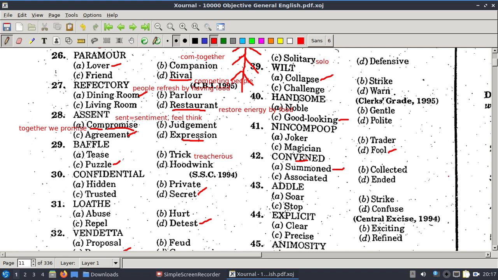Collect, we know, it is not the right meaning here. Associate also we know. Associate is to make a connection. End is to finish.